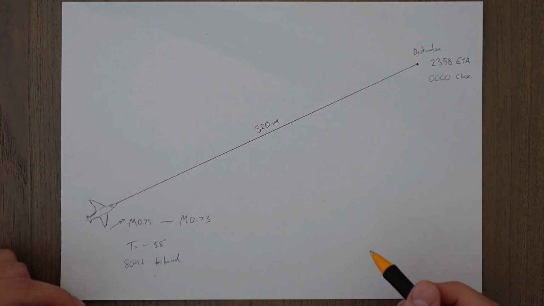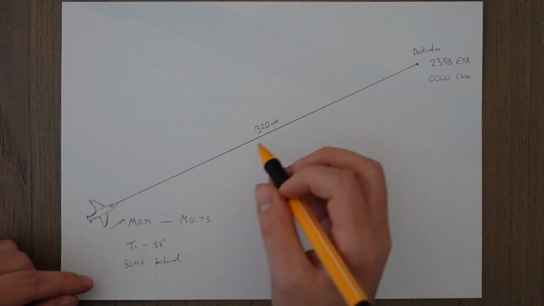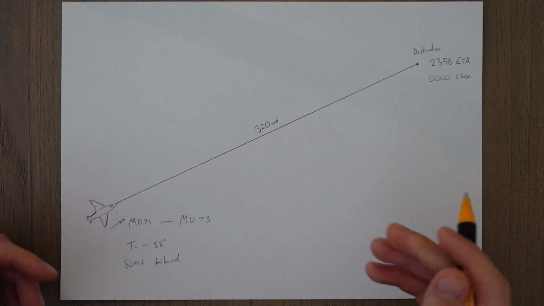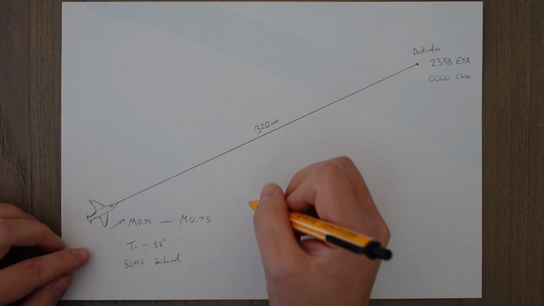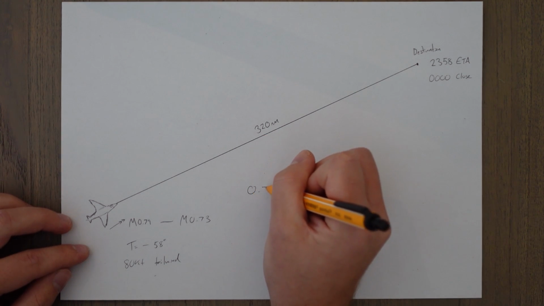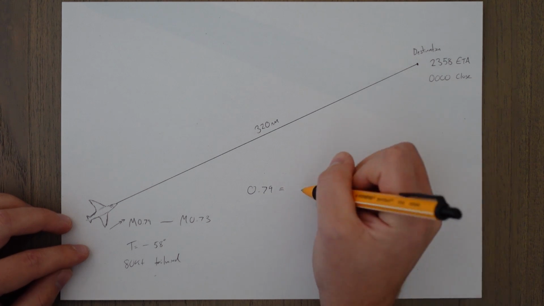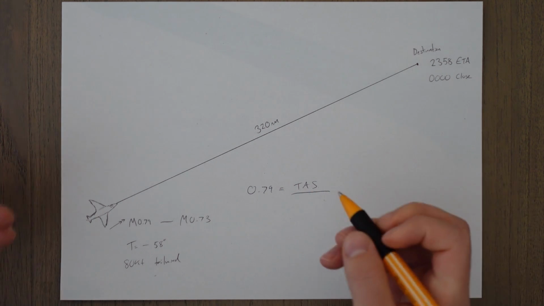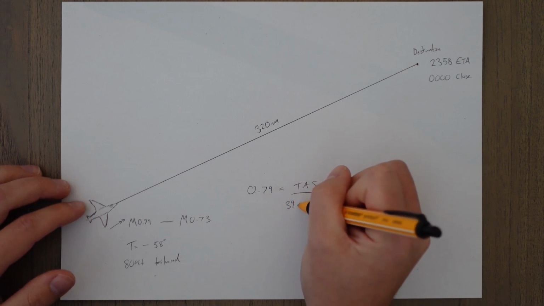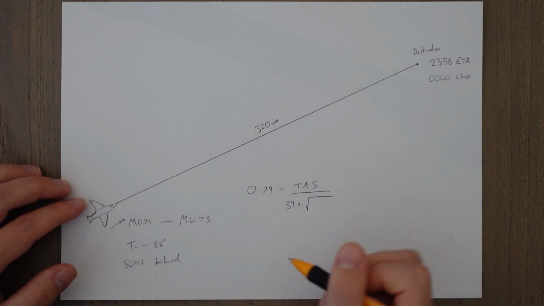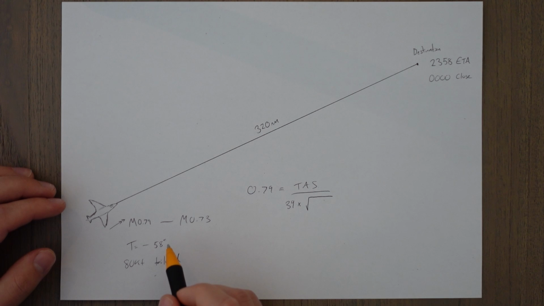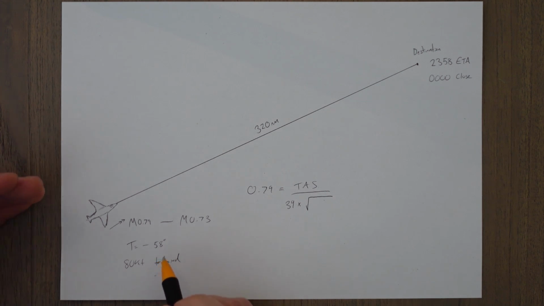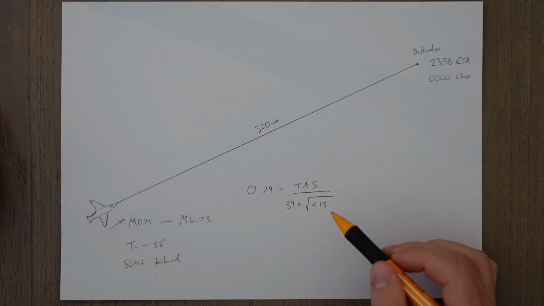So currently we have a speed of Mach 0.79, which is the ratio of our true airspeed to our local speed of sound. So 0.79 equals our true airspeed over the local speed of sound. Local speed of sound is 39 times the square root of the absolute temperature. So 273 minus 58 in this case gives us 215.